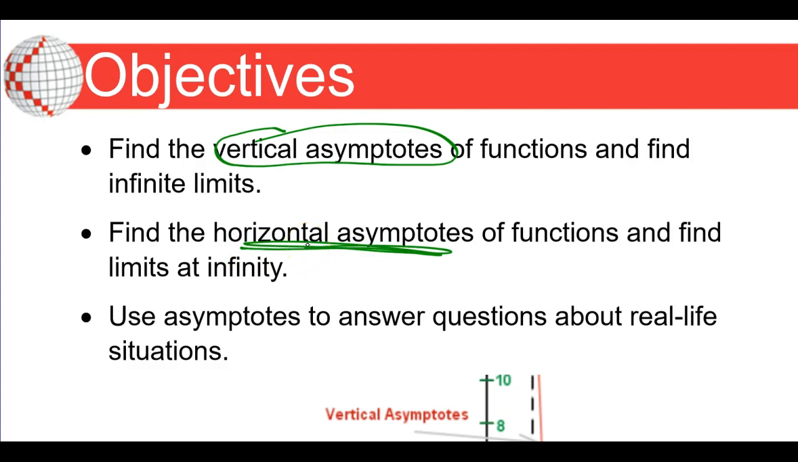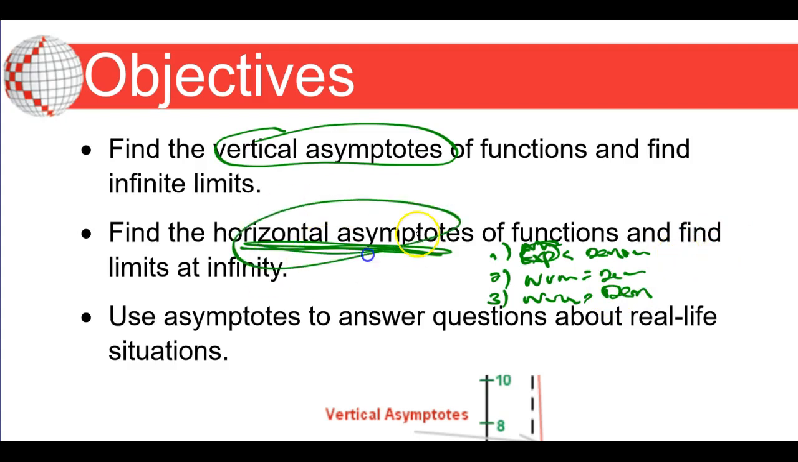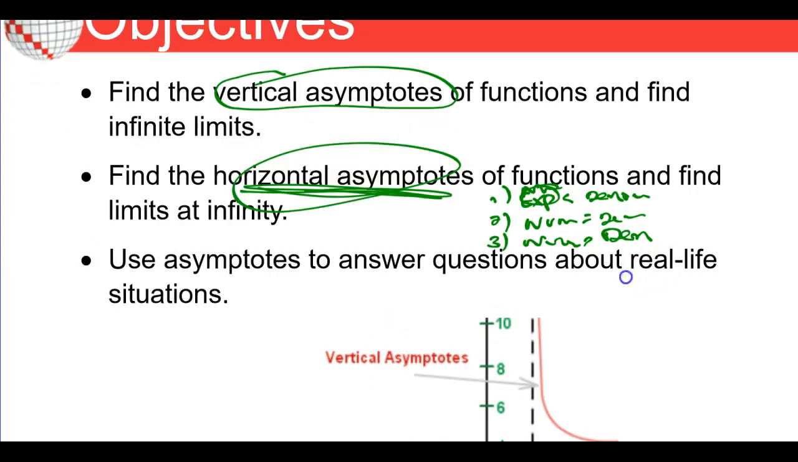Horizontal asymptotes, I'm going to give you three scenarios, comparing the degrees of the exponents: whether the numerator is less than the denominator, whether the numerator is equal to the denominator, or whether the numerator is greater than the denominator. So we're going to have three different scenarios of what happens with these horizontal asymptotes, and then we're going to use asymptotes in a real life situation.